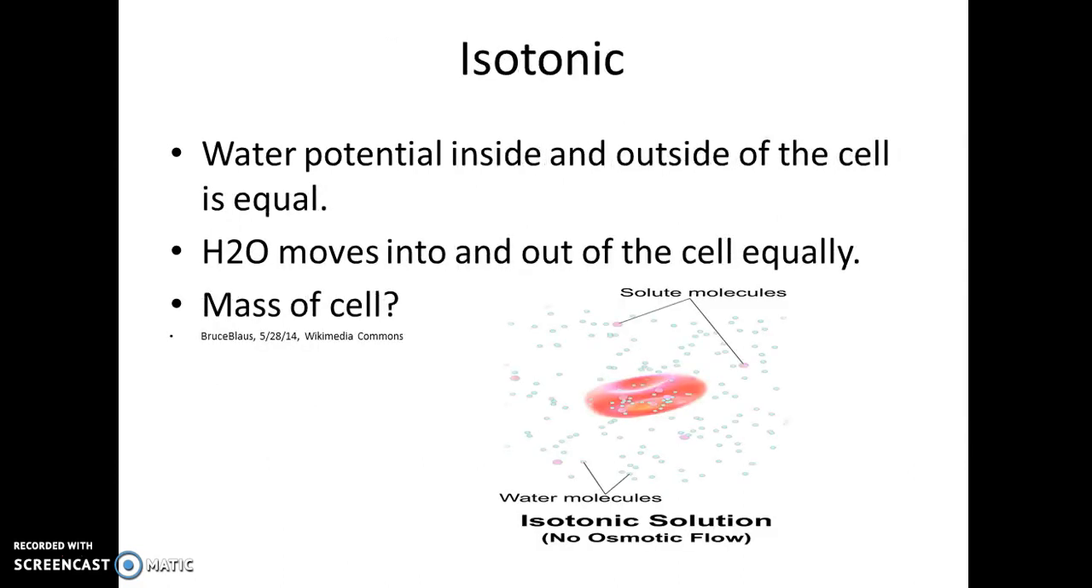Isotonic. So when the water potential inside and outside of the cell is equal, the water will move back and forth equally into and out of the cell, and the mass of the cell will not change. This only happens when the water potential on the outside of the cell and the inside of the cell are equal. Now remember, we're talking about osmotic environments. These are the environments that surround cells.